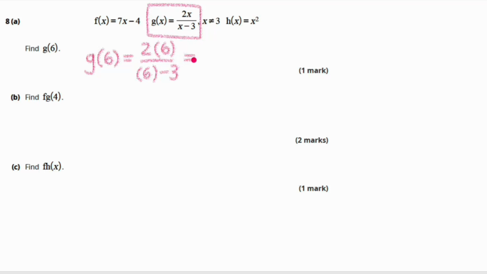So what is 2 times 6? That's equal to 12. What is 6 minus 3? That's equal to 3. What is 12 divided by 3? That's equal to 4. So that means g of 6 is equal to 4. Wonderful, guys. Let's move on to part B.